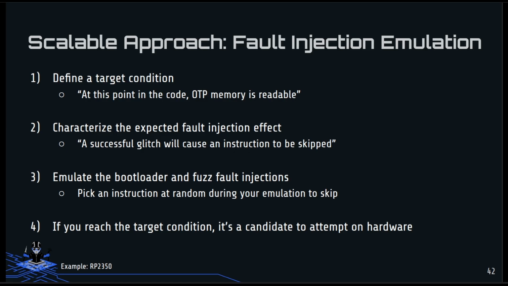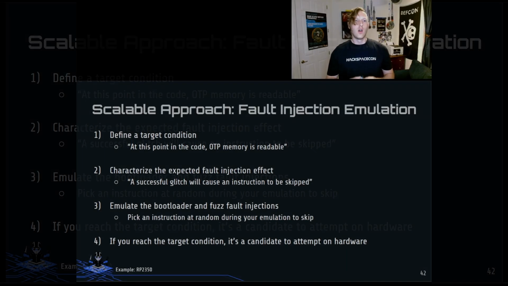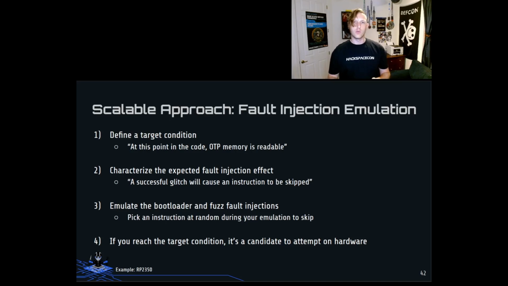But if we look at it at this step, there's 4 steps we can do here, where 1, we define a target condition. For example, at this point in the code, I want OTP memory to be readable. For example, by the time we get out of secure boot and are executing my user code, I want OTP memory to be readable. Then you want to characterize what you expect a successful fault injection to achieve.